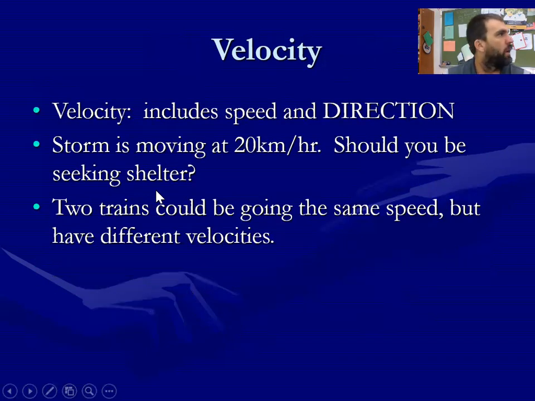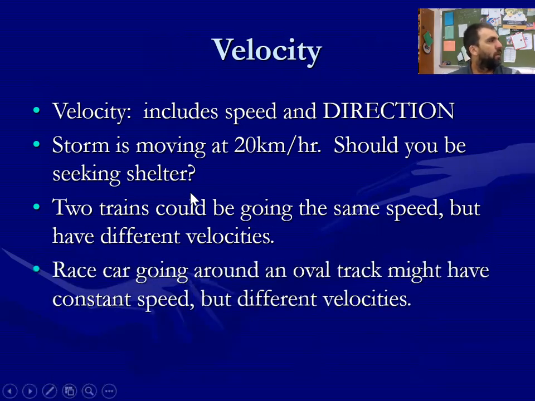Okay, this is a really good question. I want you to know the answer why. Two trains are going the exact same speed. And remember, speed and velocity are almost the same thing. Speed is distance divided by time. Velocity is displacement divided by time. So two trains are going the same speed but have different velocities. Why? They're going two different directions. Very good.